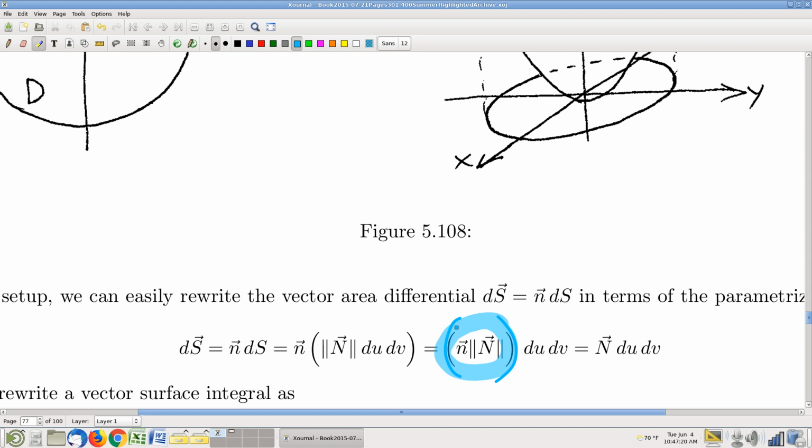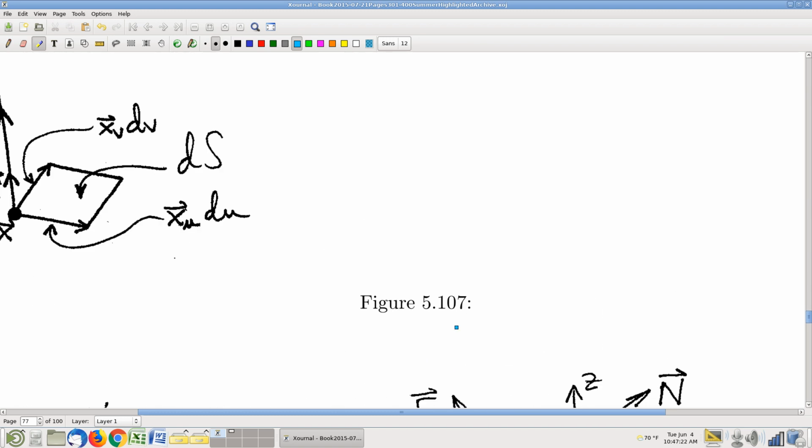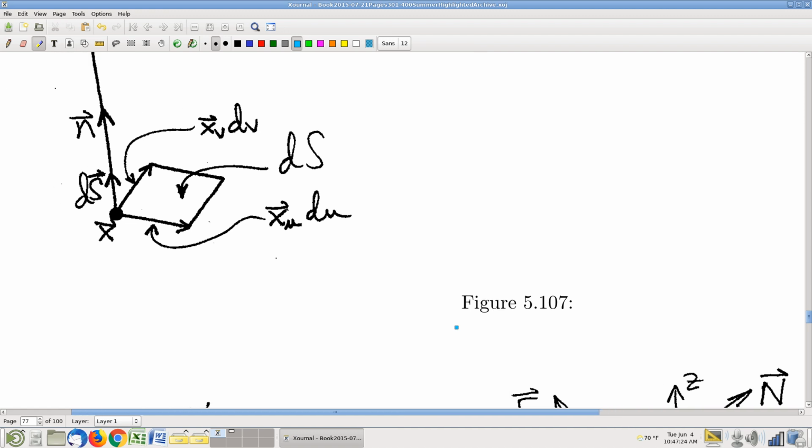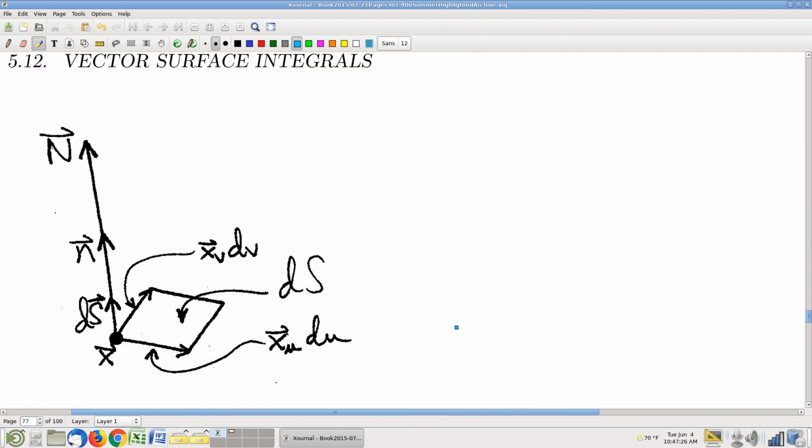Well, here's the thing. Those two vectors point in the same direction. Capital N is perpendicular to the surface because it's a cross product of two tangent vectors. Perpendicular to the surface, therefore pointing in that direction. Little n is perpendicular to the surface by definition. But these two vectors are parallel.